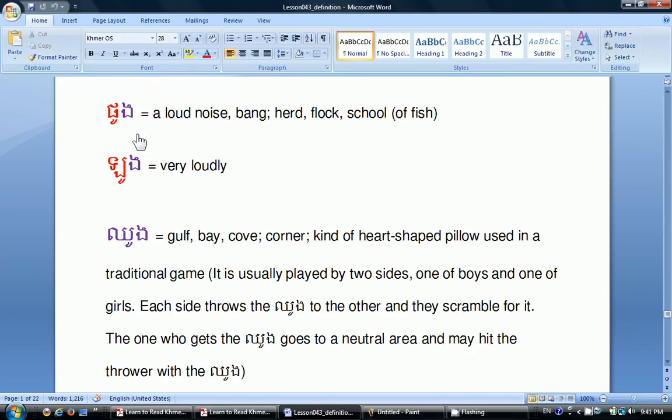Pong means a loud noise, bank, herd, flocks, or school of fish. Long means very loudly. Chung means gulf, bay, cove, corner, or a kind of heart-shaped pillow used in a traditional game. It is usually played by two sides, one of boys and one of girls. Each side throws the chung to the others and they scramble for it. The one who gets the chung goes to a neutral area and may hit the thrower with the chung.